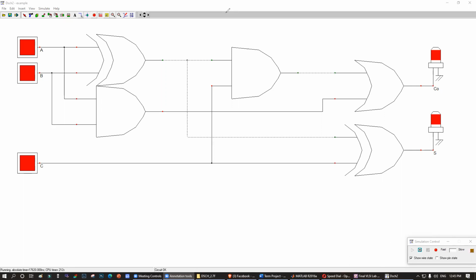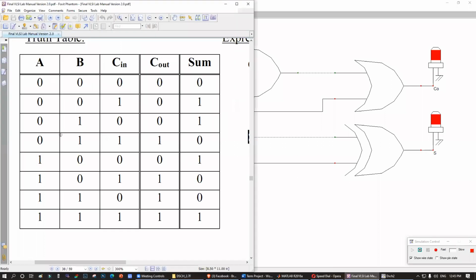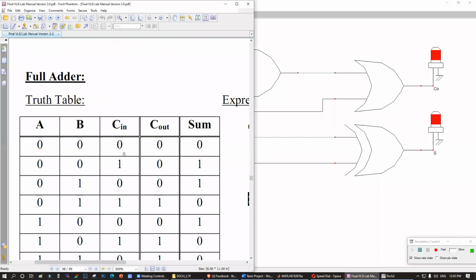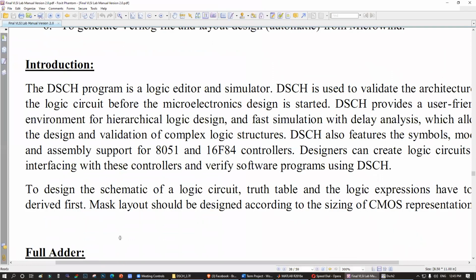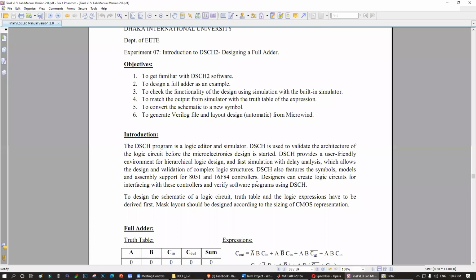What should be in the lab report? How will you write your lab report? In the lab report, you have to show me these sort of things, like what are the objectives? Introduction. Do not copy my introduction. You will write the introduction yourself. What is a full adder? Then the truth table. Do not copy. Do not take a shot from here. You have to write it by yourself. Remember.